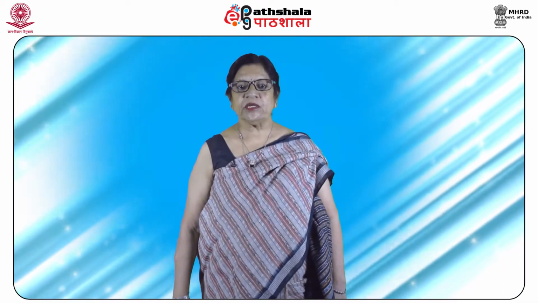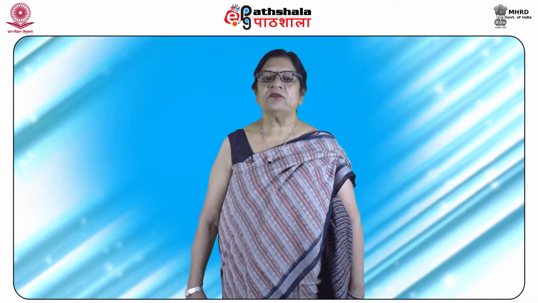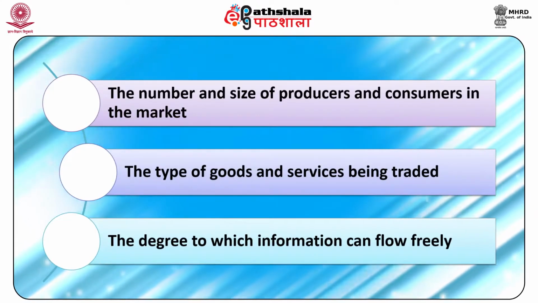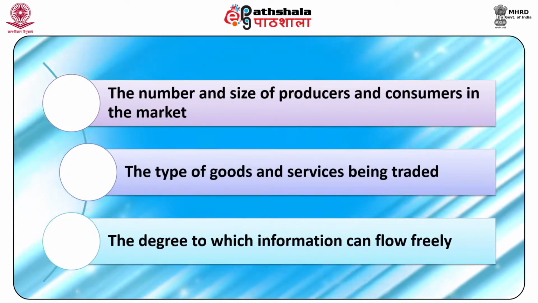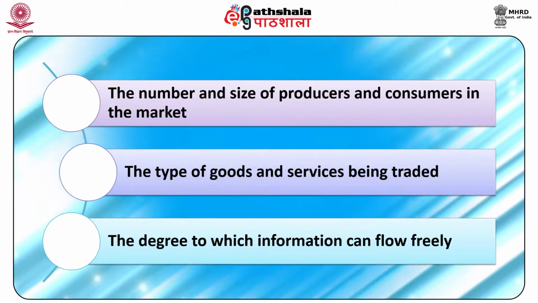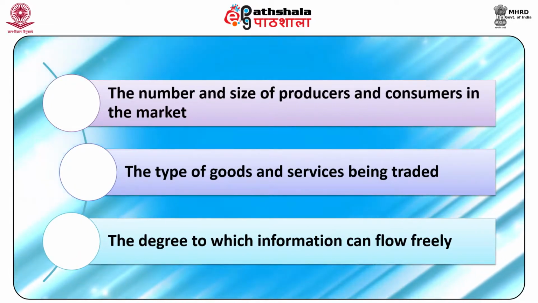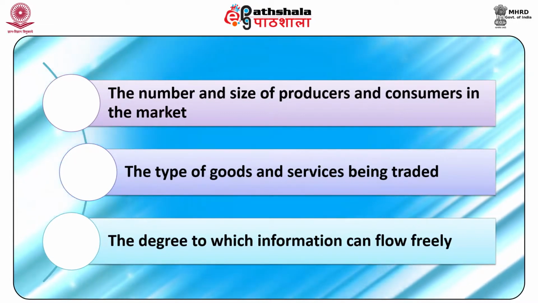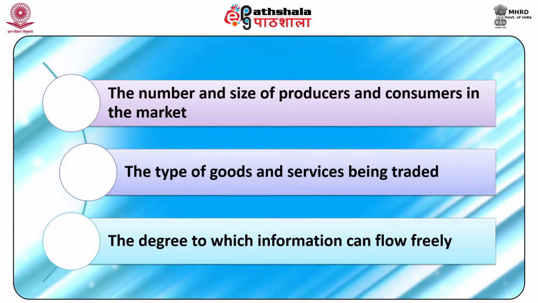The main criteria that distinguish different markets structures from one another are A, the number and size of producers and consumers in the market, B, the type of goods and services being traded, and C, the degree to which information can flow freely.